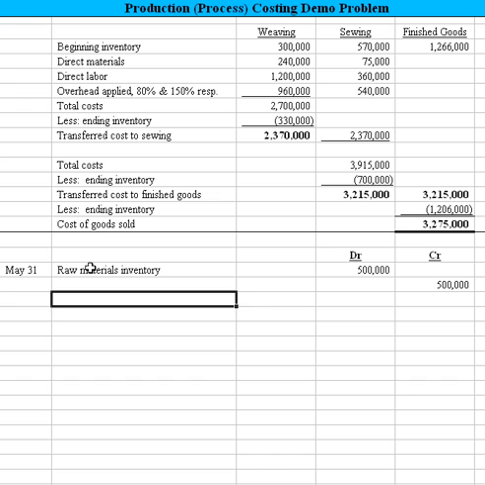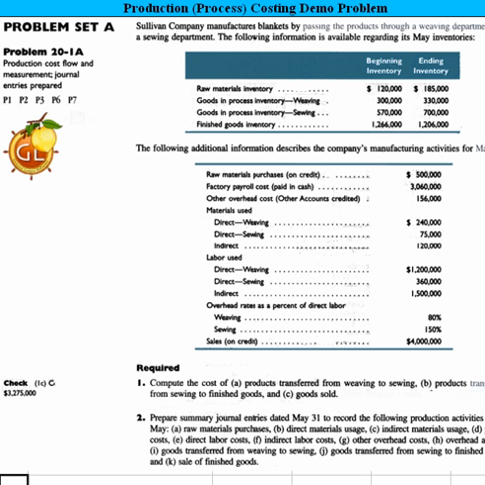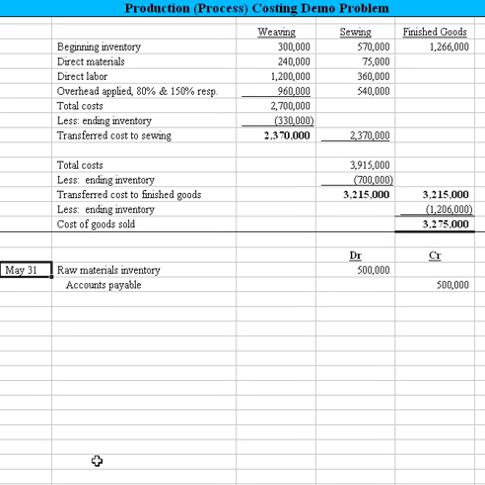Okay, so let's show that. We probably made it on account, so on open account, so the credit would be to accounts payable. Let's look back and see if we have that information. Raw material purchases of 500,000. It appears right to the left of my mouse there. Okay, then also on May 31st, we use some direct material.